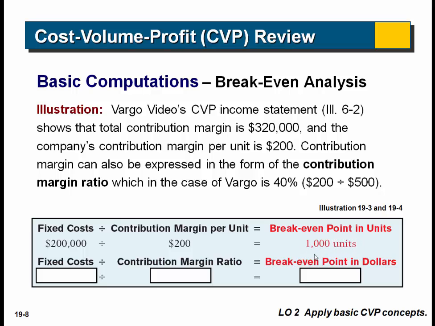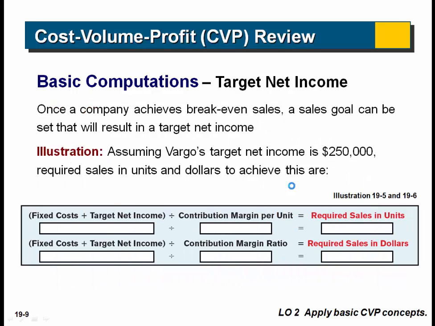You can also take this 1,000 units and multiply it times the selling price per unit to get the break-even sales. The second thing you can do is look at fixed cost divided by the contribution margin ratio, which is that 40%, and it's going to tell you that your break-even point is $500,000. So there's the difference between the two. Okay.